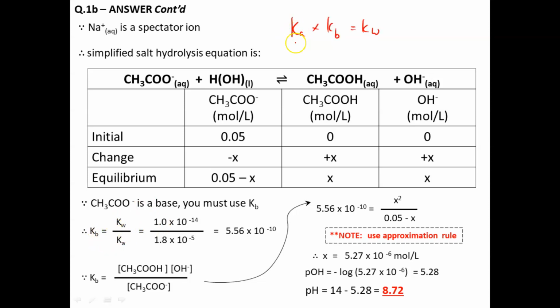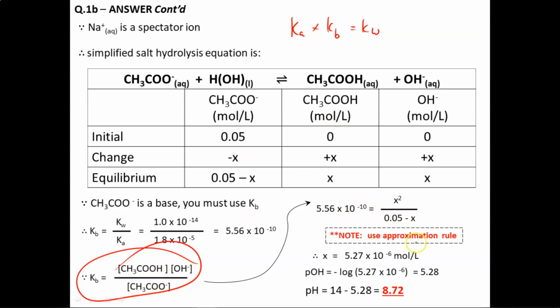We use the equation Ka times Kb equals Kw, and Kw, of course, is 1 times 10 to the power negative 14. So to convert, we're going to rearrange the equation. Kb is equal to Kw over Ka, and get 5.56 times 10 to the power negative 10. Now I can write out my equilibrium expression for this base and how well it will react with the water molecule to produce these compounds over here. So products over reactants, acetic acid times hydroxide over the acetate ion. I'm going to substitute the numbers in.